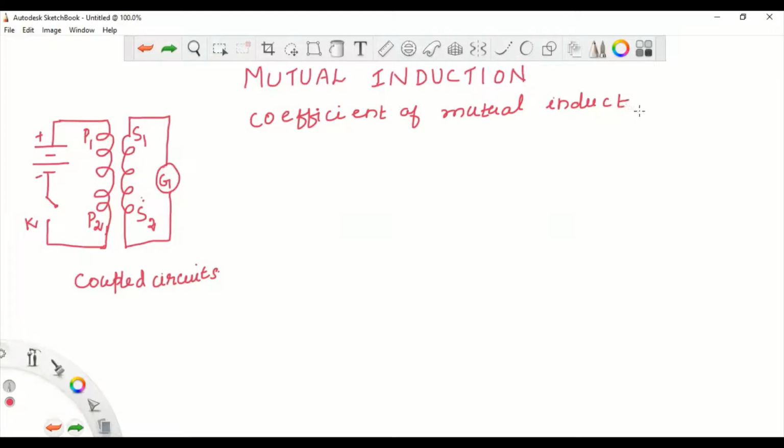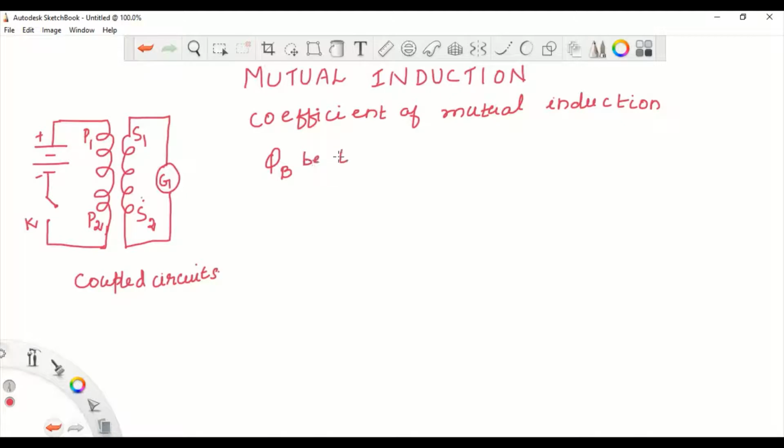Coefficient of mutual induction, or we can also say mutual inductance. Okay, so we know what flux is. Magnetic flux is phi B. Now let us consider phi B to be the magnetic flux linked with the secondary coil.